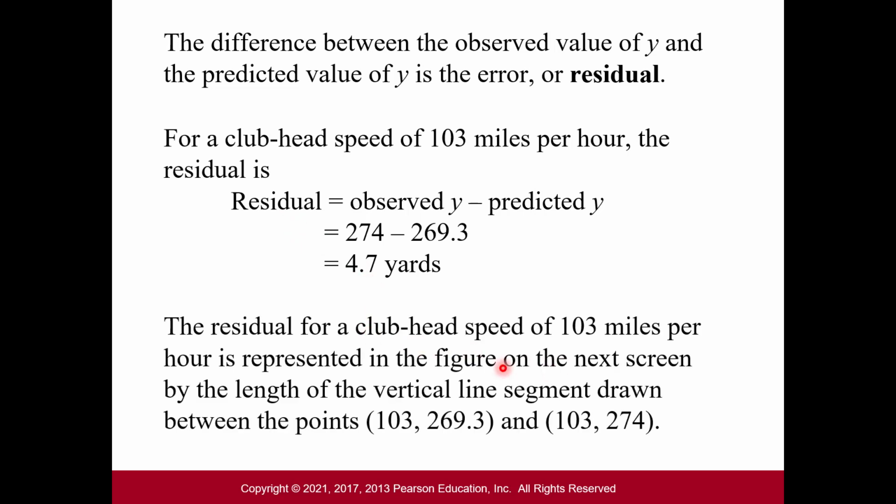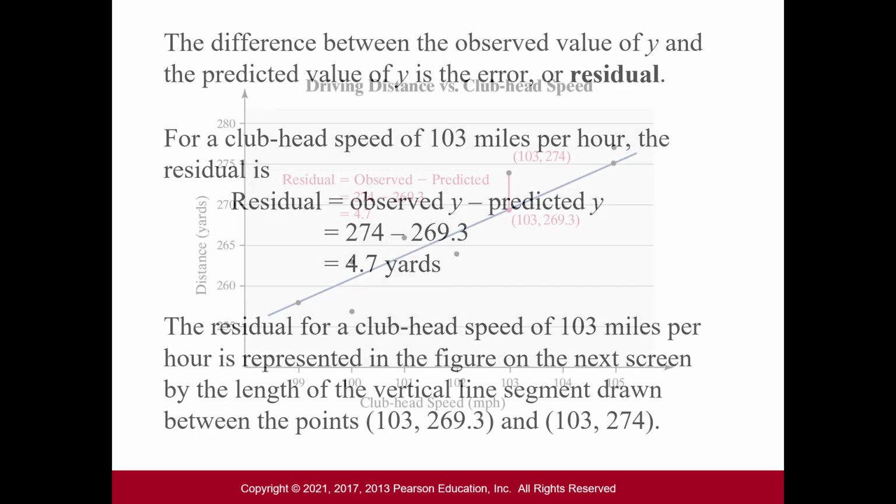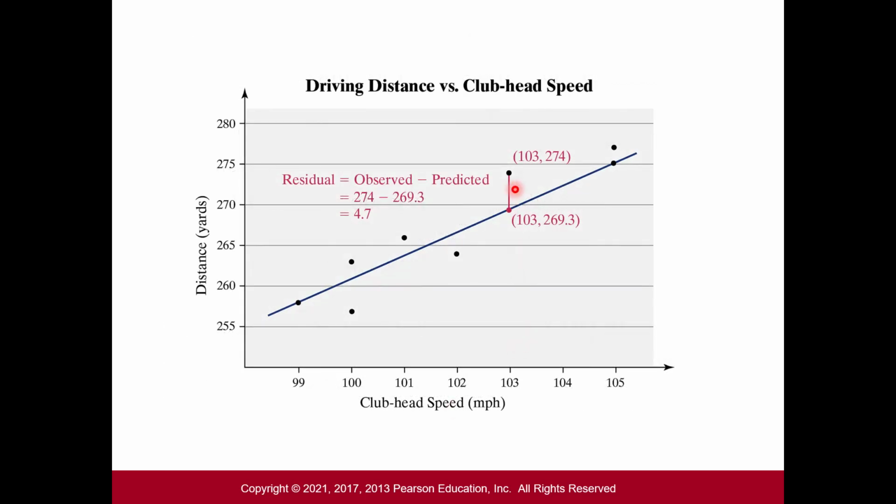We're going to look at a diagram in the next slide, but the residual is represented by a vertical line, and that length is the residual or error. It's the distance between our observed value and our predicted value. So this is representing the residual, the difference between our actual data point and the point on our line that is being used to predict our output values.